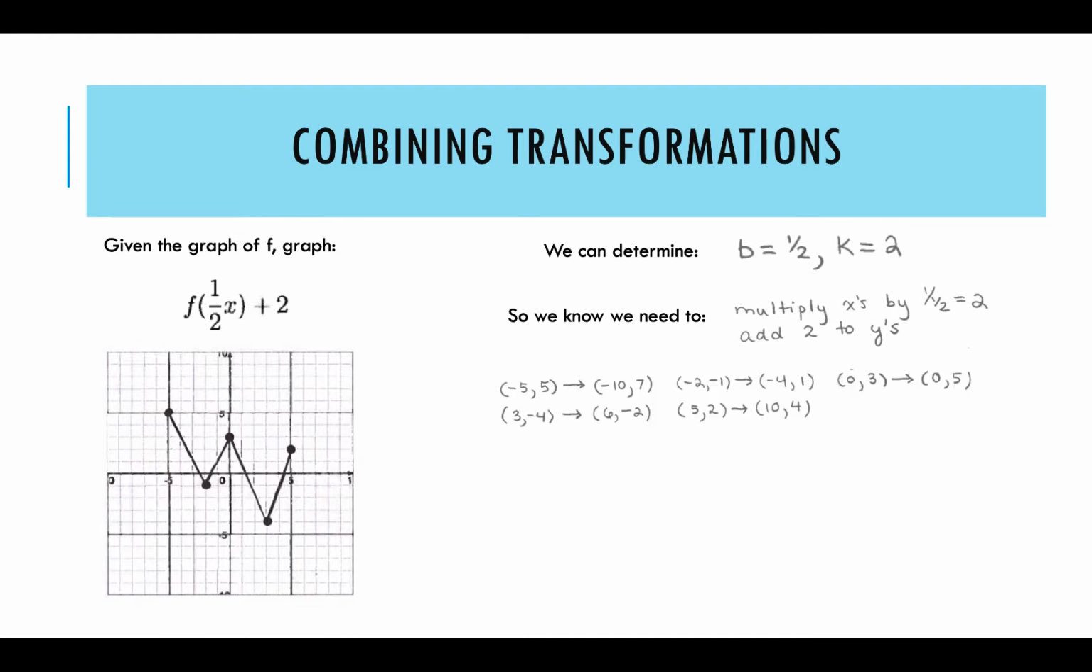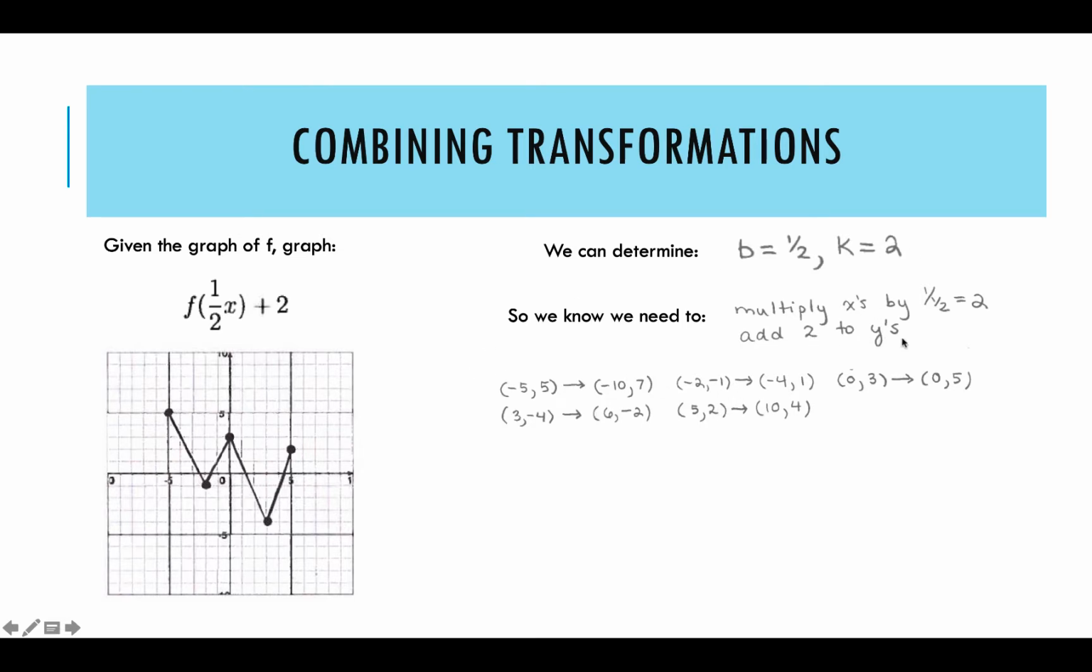What I've done is I took the original points on the graph. So I have the point negative 5, 5, and I have the point negative 2, negative 1, and 0, 3, and 3, negative 4, and 5, 2. And if I take negative 5 and multiply it by 2, I get negative 10. Negative 2 times 2 is negative 4. 0 times 2 is 0. 3 times 2 is 6. 5 times 2 is 10.